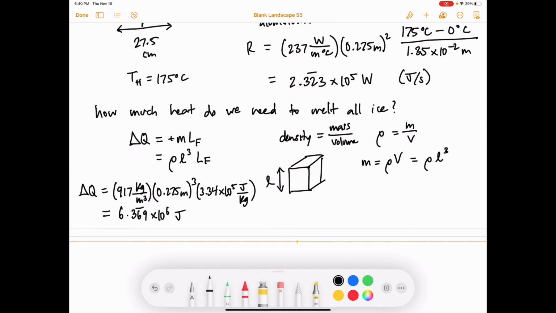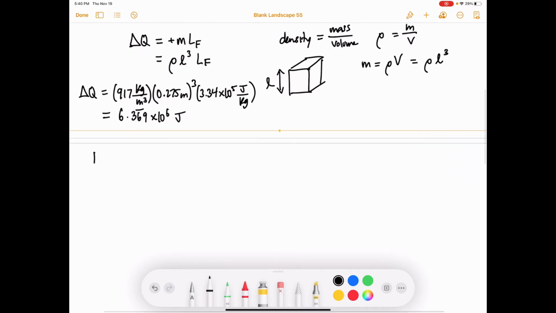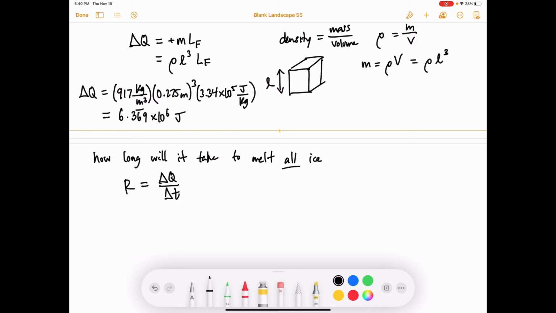Okay, so how long will it take to melt all the ice? Okay, that's the question we're really trying to answer here. Well, remember, the rate of heat conduction is delta Q over delta T. It's the amount of heat flowing through the plate per unit of time. And if we want to know the time, that's just delta Q divided by R.